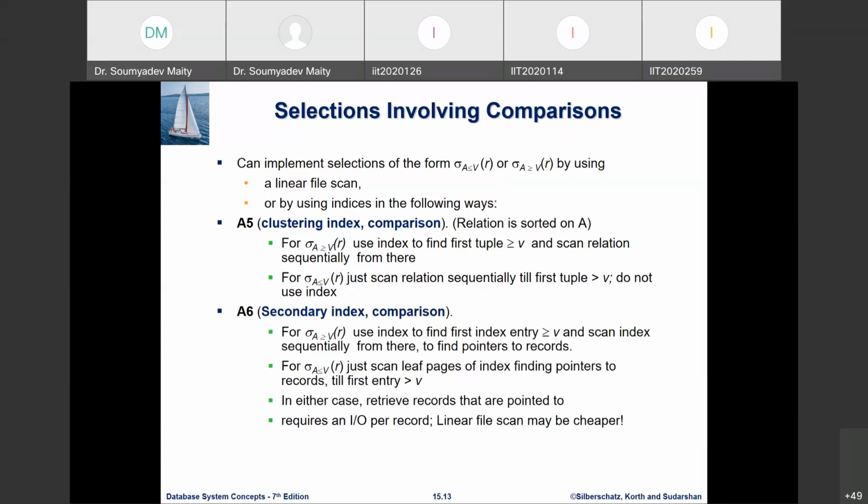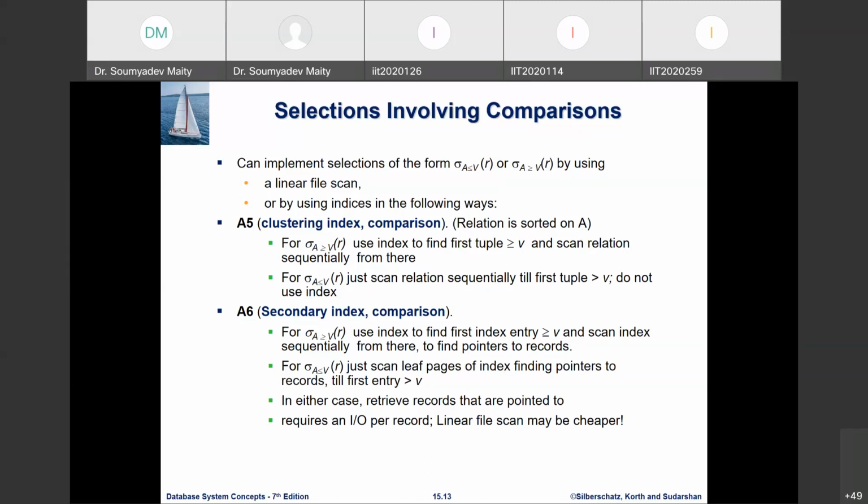Now suppose you have a secondary index available, and think about the comparison conditions. Again, the same thing: greater than or equal to V, or less than or equal to V. So think one by one. Secondary index means the file is not sorted. The file is not sorted. And you have to find records greater than or equal to V. So what can you do? The file is not sorted.